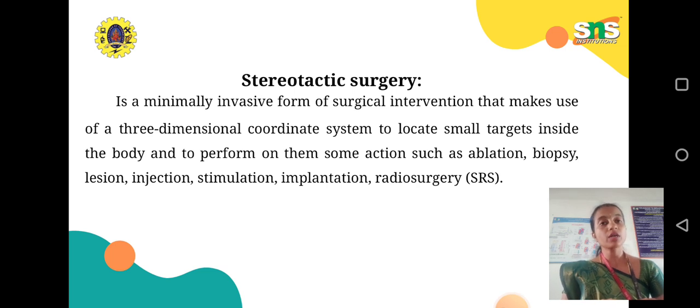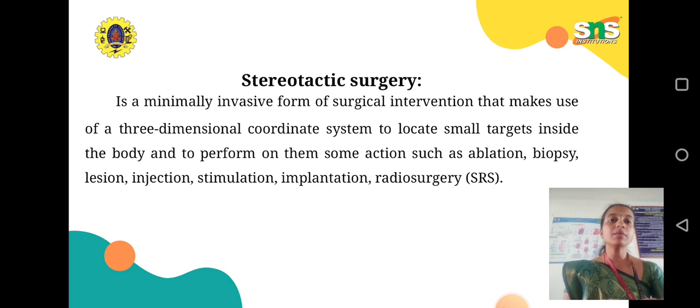In this video, we are going to see about stereotactic surgery. This is the second type of recent techniques in radiation therapy, stereotactic radiosurgery. This is a type of surgery.